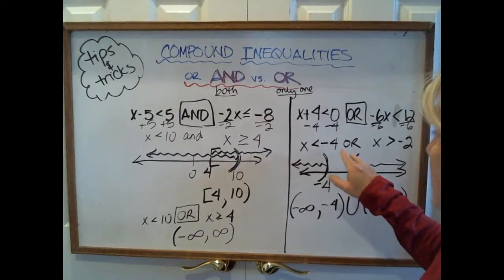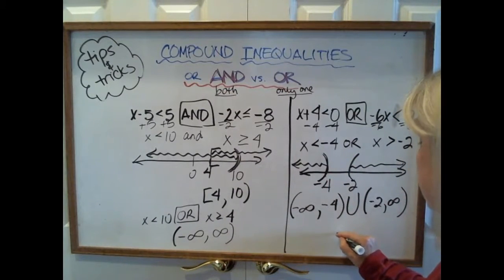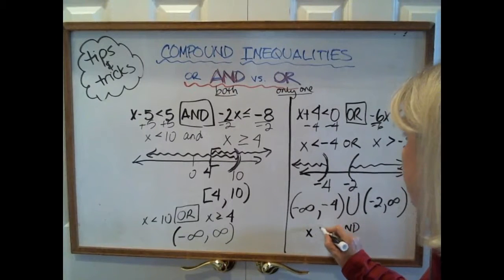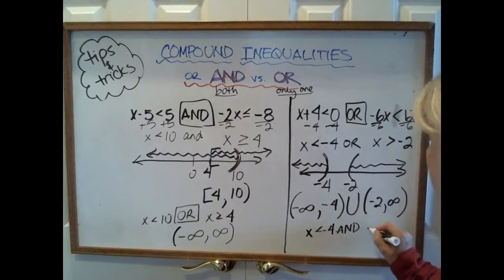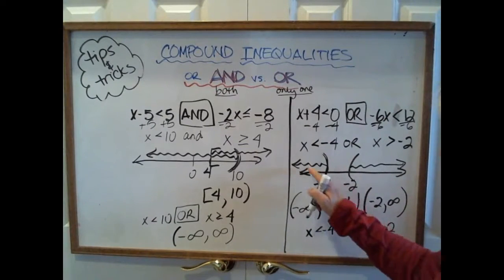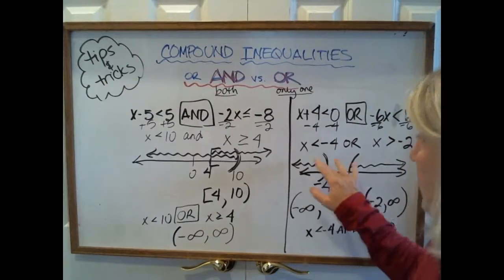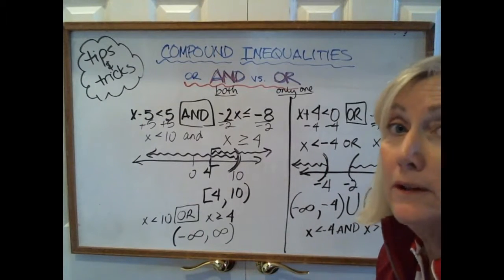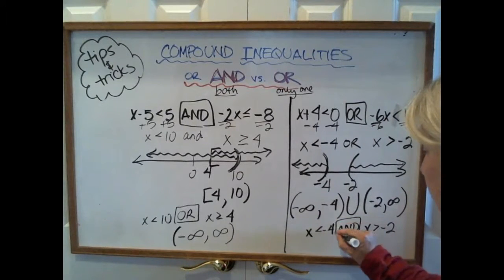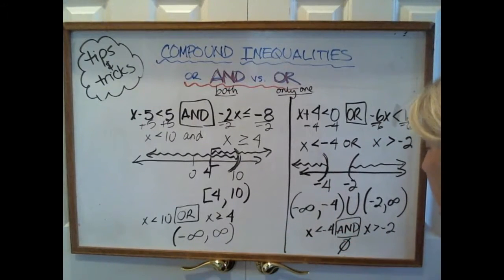Now, if we had changed this one to "and", so what if I had x is less than negative 4 and x is greater than negative 2? Well, where do those overlap? They don't overlap. So the answer, if there was an "and" instead, would be no solution.